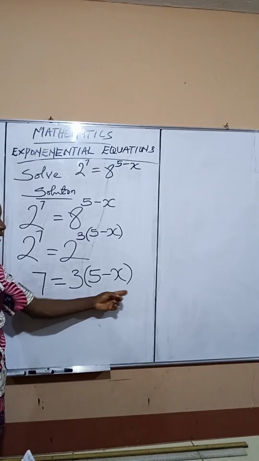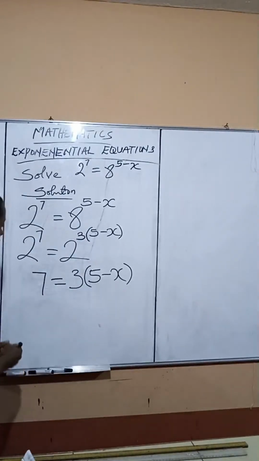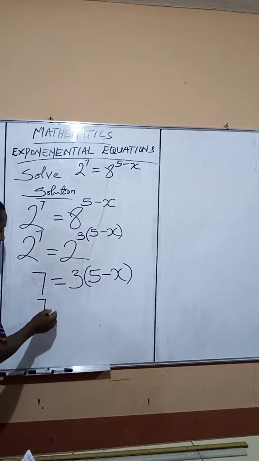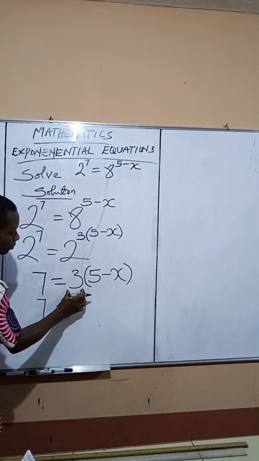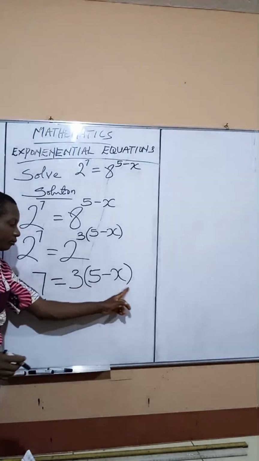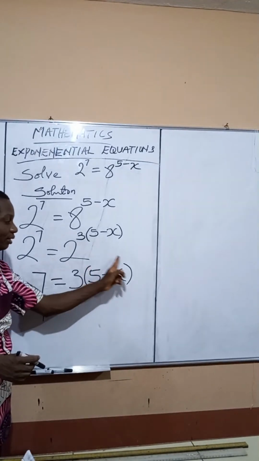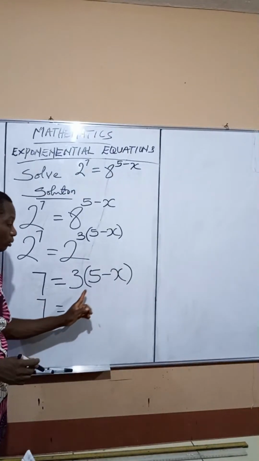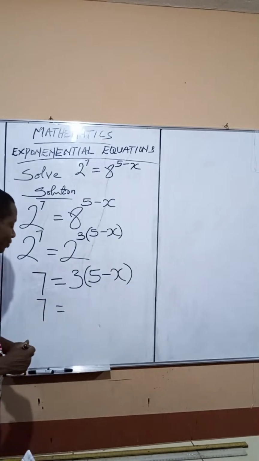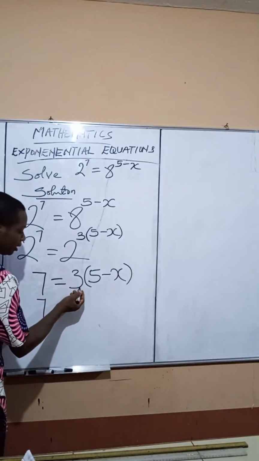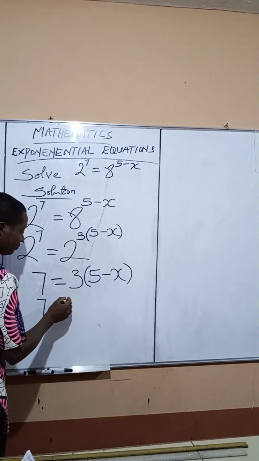So we can now open the bracket from here. We are now going to have 7 equals 3 times 5. Whenever you have brackets, always use what's outside to multiply everything inside the bracket. Please don't multiply 5 and leave x, because 3 affects both 5 and x. So 3 times 5 is 15.